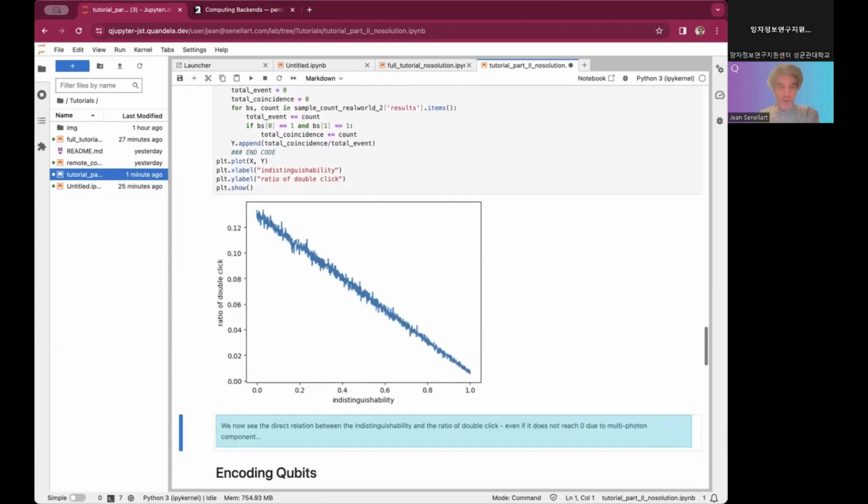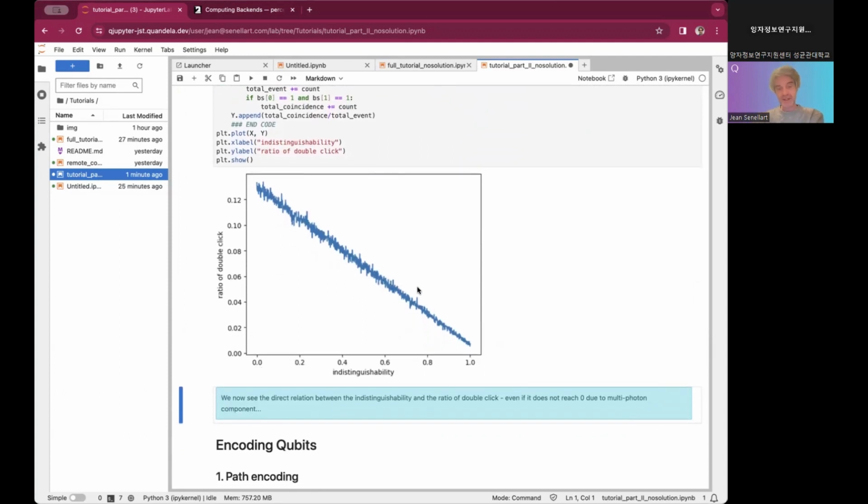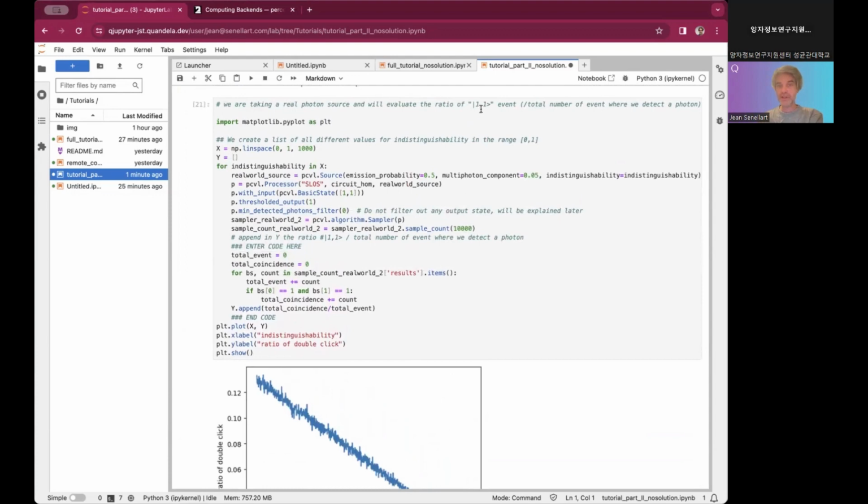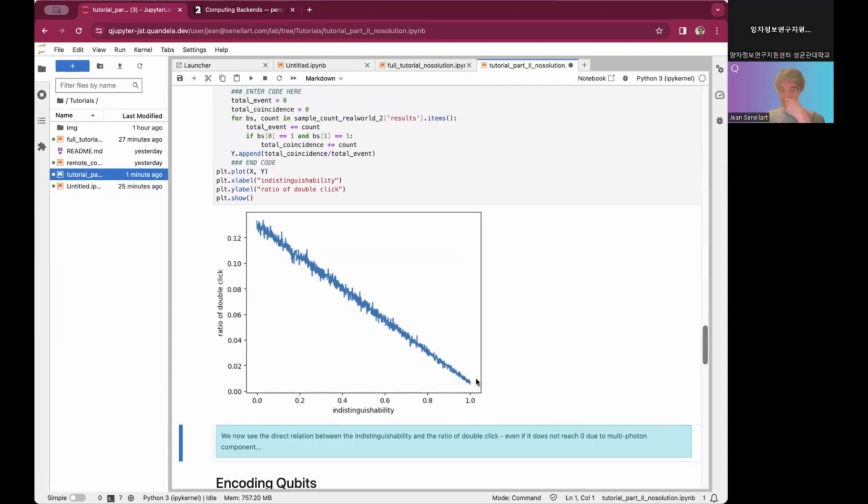Okay, so what do we see here? This is very interesting. We are looking at the ratio of coincidence rates over the total number of events. If my photons are purely indistinguishable, we have the minimum, which is not 0. I will comment on that a bit later. You see that the definition of the indistinguishability is quite right, because I have a linear decrease of my indistinguishability with the ratio of a double click.